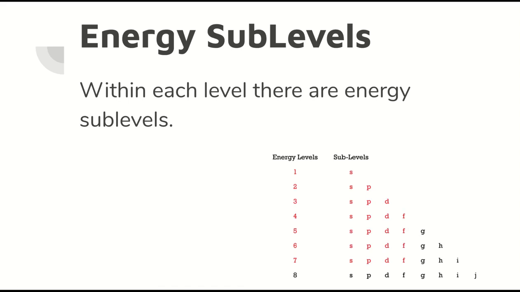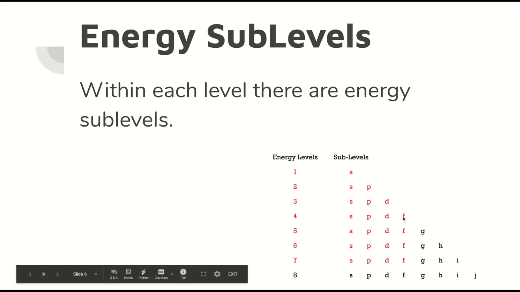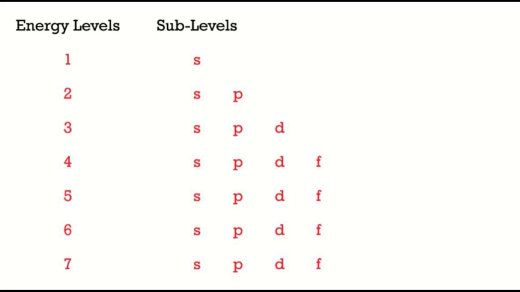So we only actually end up using the first four sublevels because there are only 118 electrons in the largest atom that we have. Because we only are dealing with 118 electrons as our maximum number, we only end up using up to the F sublevels. So even though the fifth, sixth, and seventh energy levels do have more sublevels, we don't use them.